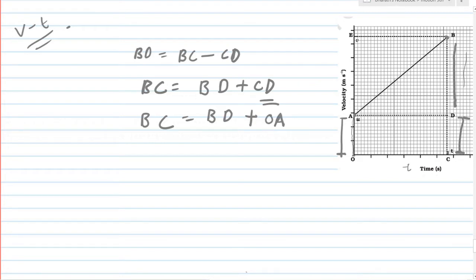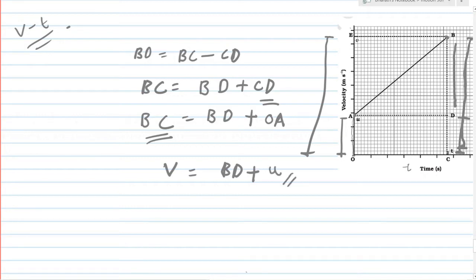Now the next step is, BC is nothing but the whole this thing, which is nothing but also this thing. So it's V. BD is BD itself plus OA. OA is nothing but U, as we just saw.